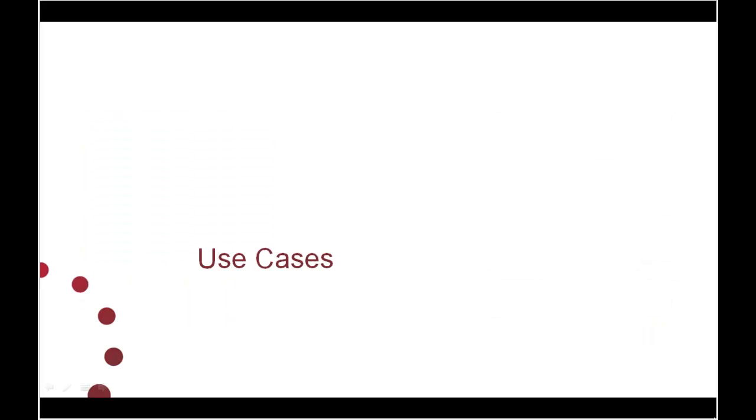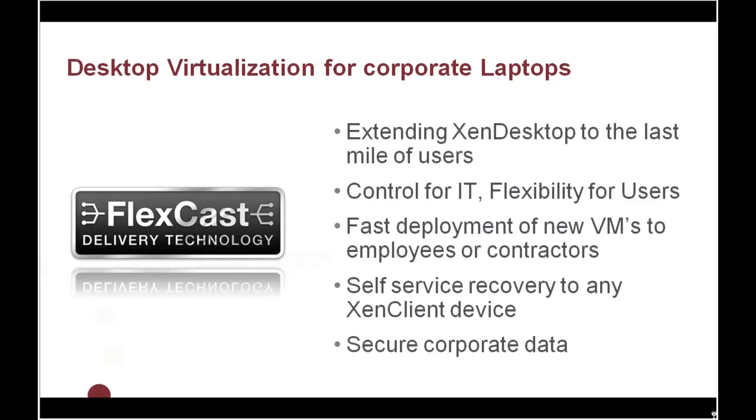I wanted to talk quickly about the use cases, and then we're going to dive into the components and the technology. So the two main use cases we're going after here initially, with the end-to-end solution, which is XenClient, the client virtualization software that runs on the laptop, and the Synchronizer, which is sort of the back end that's part of XenDesktop. The goal there is to provide desktop virtualization for corporate laptops. So really extending the benefits we see with desktop virtualization to the last mile of users, the folks that are connected and disconnected, giving control for IT while at the same time flexibility for users, allowing for fast deployment of new virtual machines to new employees or contractors as they come online.